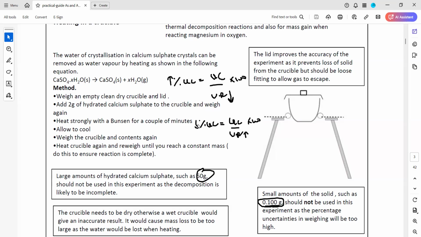It's too large a mass, because when you're using 2 grams, most of the substance will be in contact with the crucible. But when I use 50 grams, the substance will be like this. So this particle here is not in direct contact with the heat source or the crucible. That's why it will take time to transfer heat energy. As a result, maybe the water of crystallization present here may not be lost. That's why we are not using a very large mass.